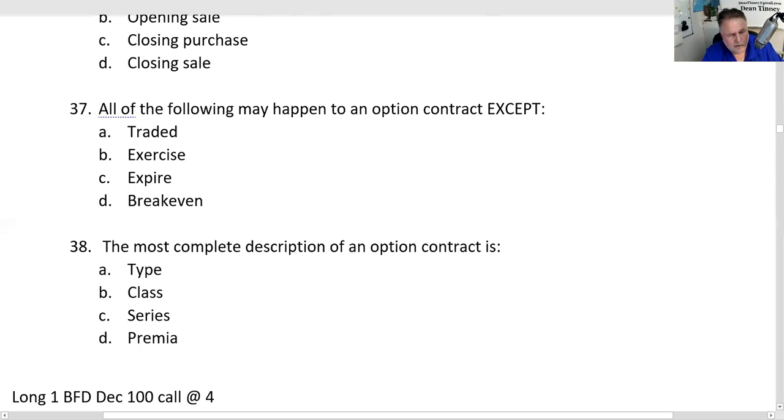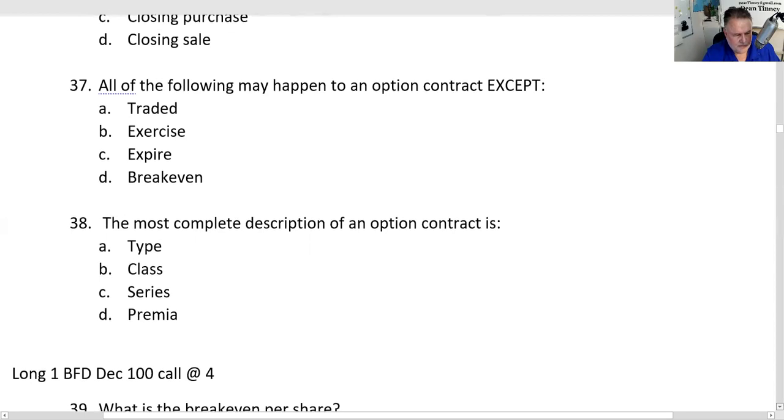At some point, I'm under no obligation to tell you what happened to the option contract. What I mean by that is, you're supposed to know that if at expiration the contract has intrinsic value, it's going to be exercised. And if at expiration it has no intrinsic value, it's going to expire. Now, break even doesn't happen to the April 130 call. That's what happens to a player. The most common description, the most complete description.